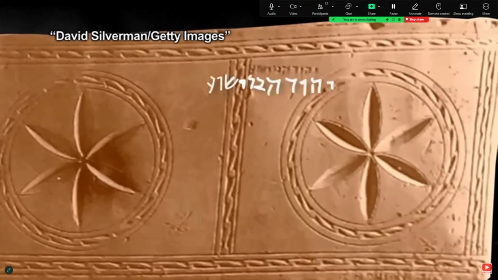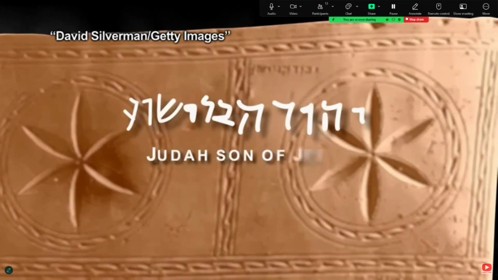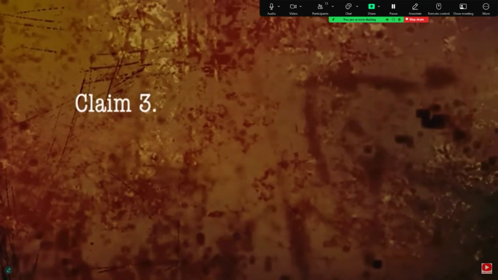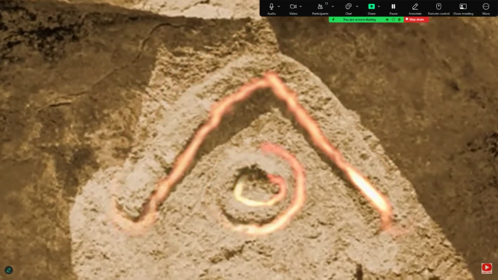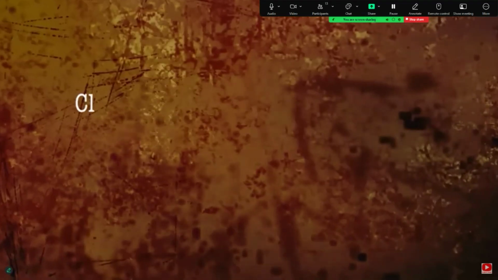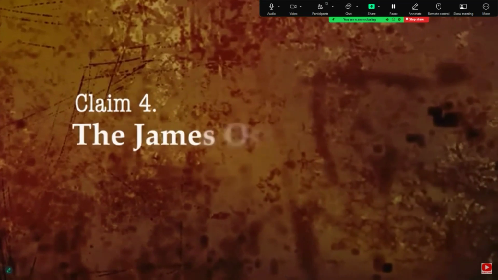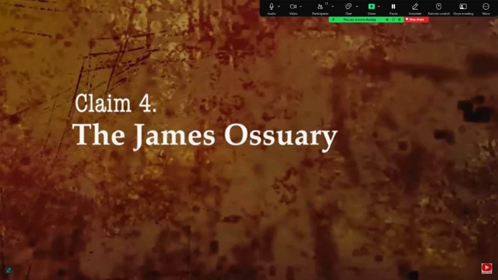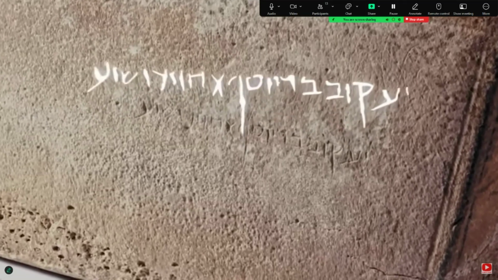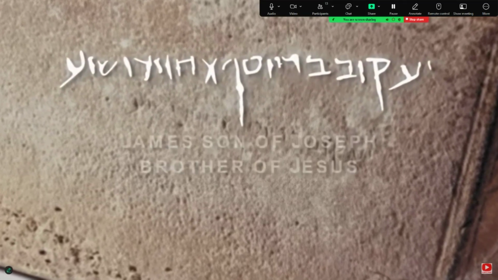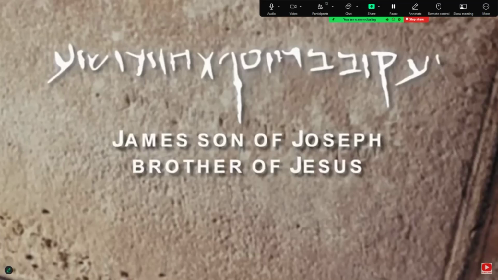The Lost Tomb of Jesus film claims that DNA testing could support this. Claim number 3. The gable on the Talpiot tomb could be an early Christian symbol linked to the tomb of the Apostle Peter. Claim number 4. The infamous James ossuary may in fact be the missing ossuary from the Talpiot tomb. Because James was the brother of Jesus, they claim this further proves that the Talpiot tomb contains the Holy Family.